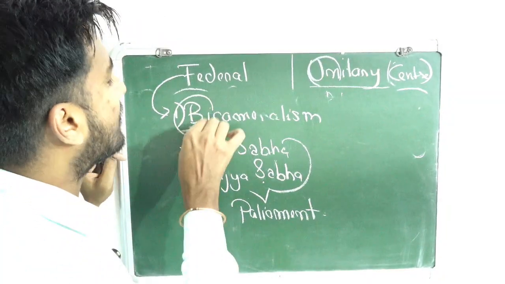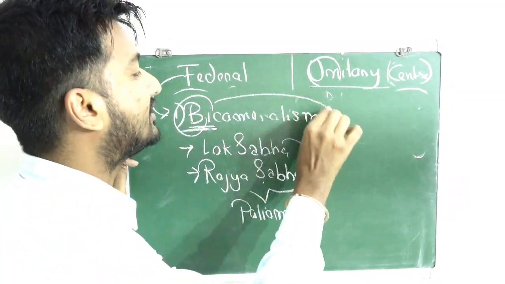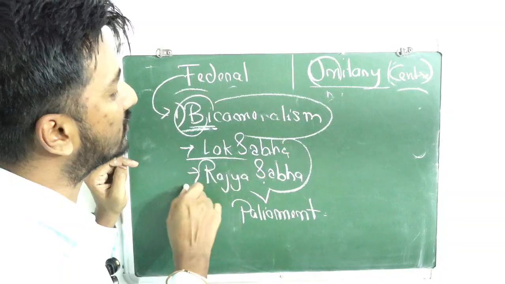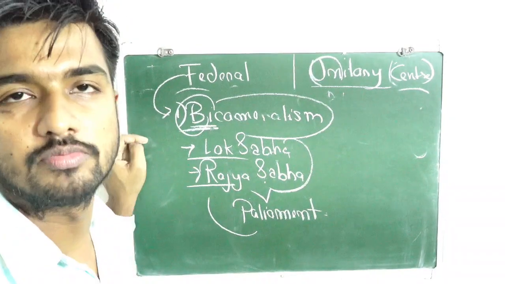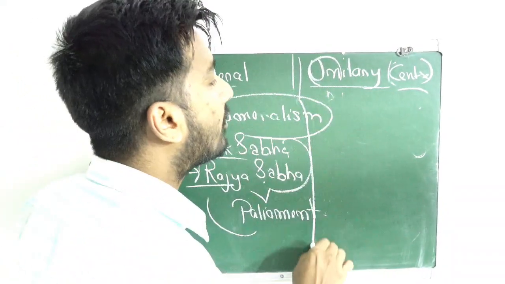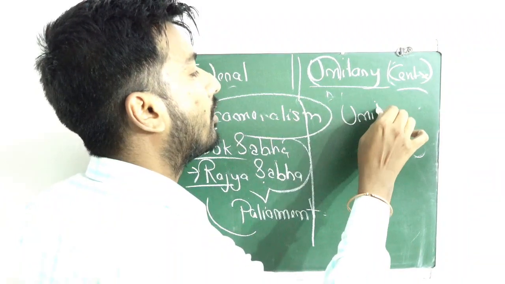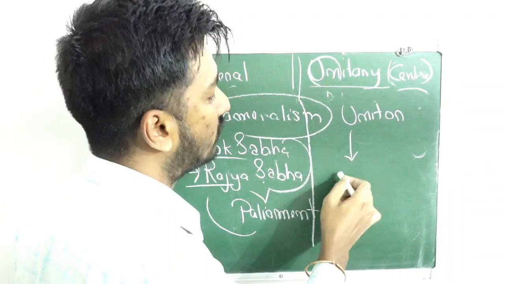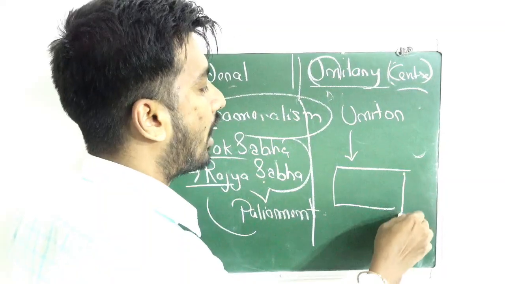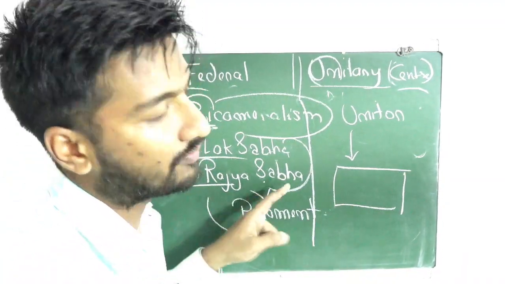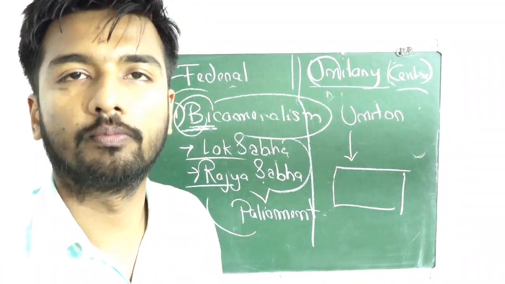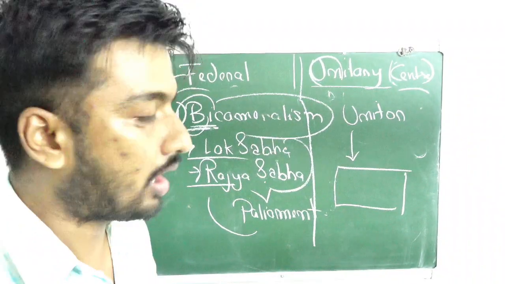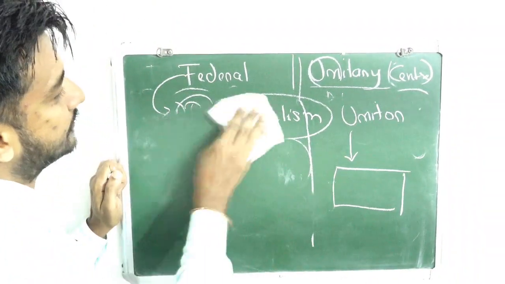What is bicameralism? Bi means two, and cameralism means house. There are two houses and it forms a parliament. What is a unitary form of government? A unitary form of government has only one house, meaning one parliament or one house makes laws which are followed by the whole country.